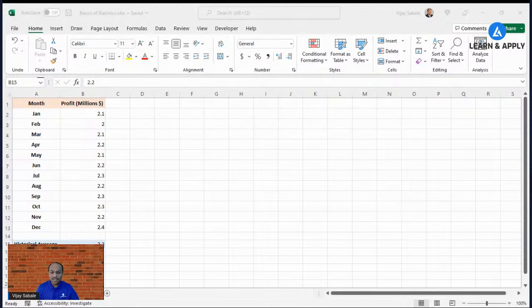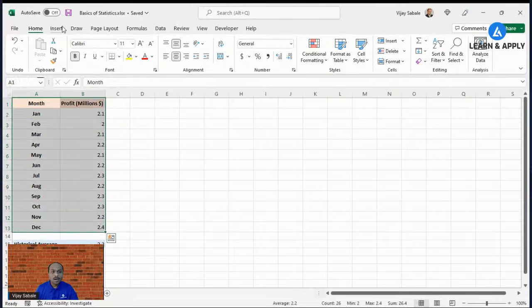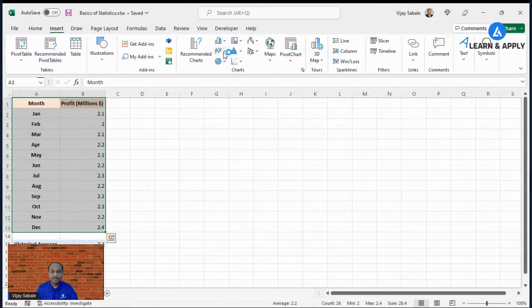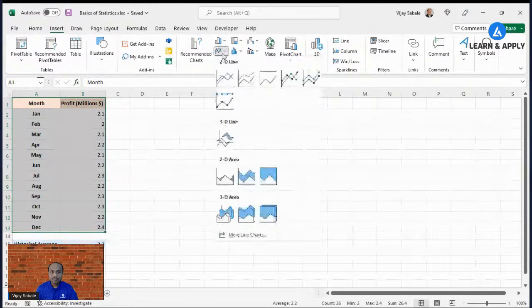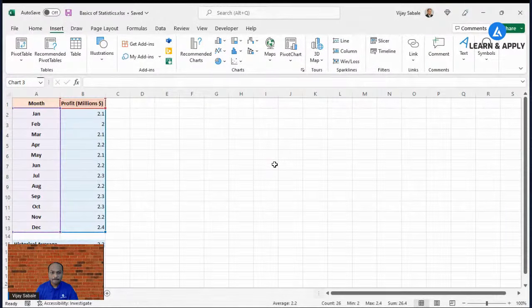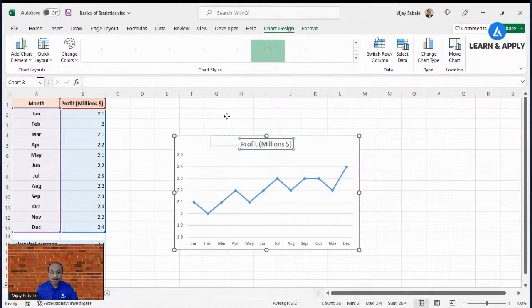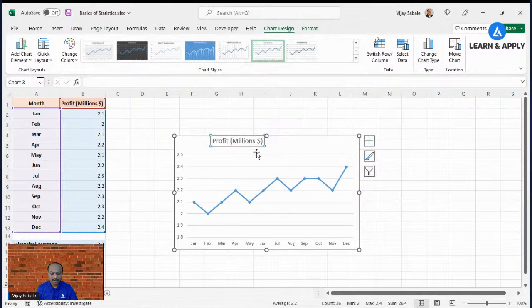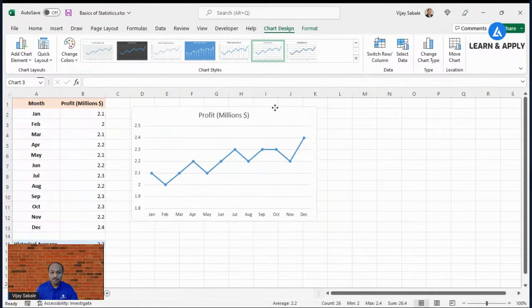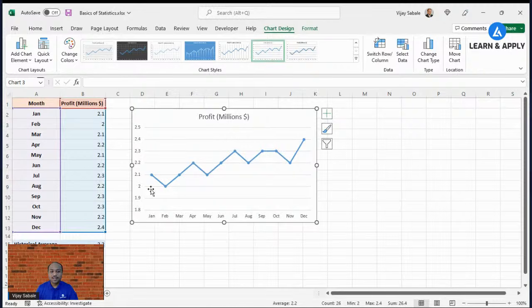Yes, it is a graphical tool, right? So we can use a graph here. Let's say we use a line graph and see whether there is a significant improvement or not. That's the obvious first step that anyone can take. So let's select this data, go to Insert and draw this line graph. Right? So we are getting this graph. This is for profit in $1 million for each month for the last 12 months.